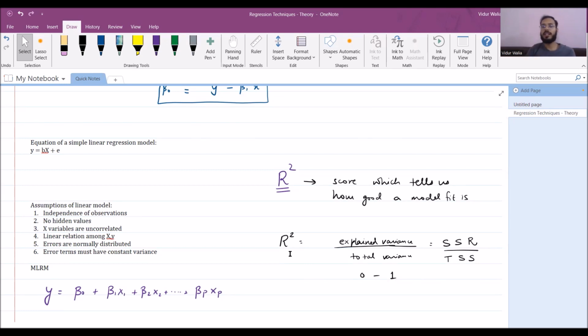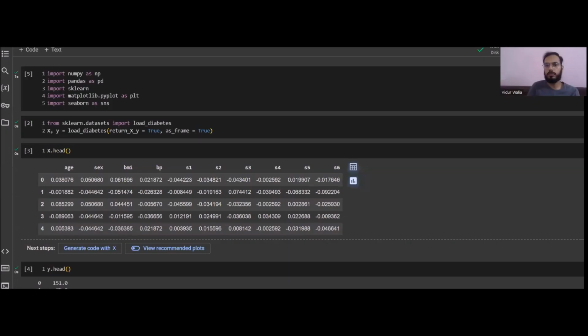So enough with the theory. Let's quickly move on to our Python session. All right, so let's start with the Python session of this video. So I'll quickly just go over it. In Python, I have imported some of the basic libraries such as NumPy, Pandas, scikit-learn, which we'll be using for doing the actual regression, matplotlib, and seaborn to be used later. We'll see if it's required or not, right?